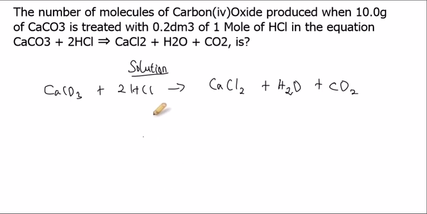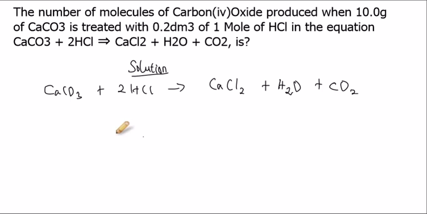There is no way HCl will yield CO2. That's not possible. But CO2 can be gotten from the breakdown of calcium carbonate. So the information we'll be needing will have to do with that of calcium carbonate alone. That means the information given about HCl will be neglected. So we have nothing to do with the statement of 0.2 dm cube of 1 mole of HCl. In case you might be confused about why we didn't make use of 0.2 dm cube, having said that, I'll proceed with the solution.